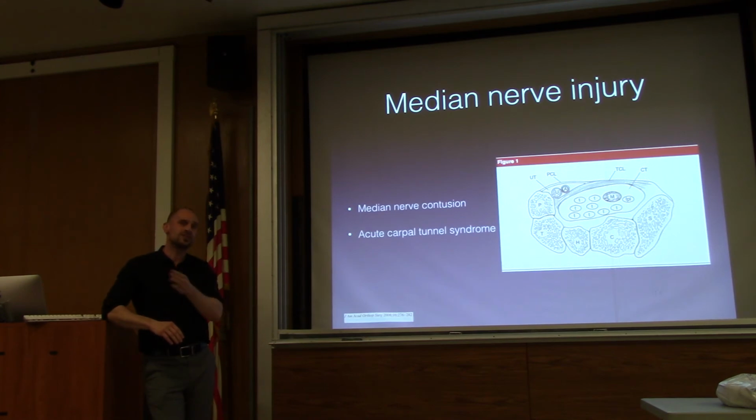If you start to see this developing, this is one of these emergent things. This isn't something where you send it out and have it follow up later. This is one where you need to call back your orthopedic surgeon and they need to reduce this immediately. Otherwise, you're going to lose the function of that nerve.